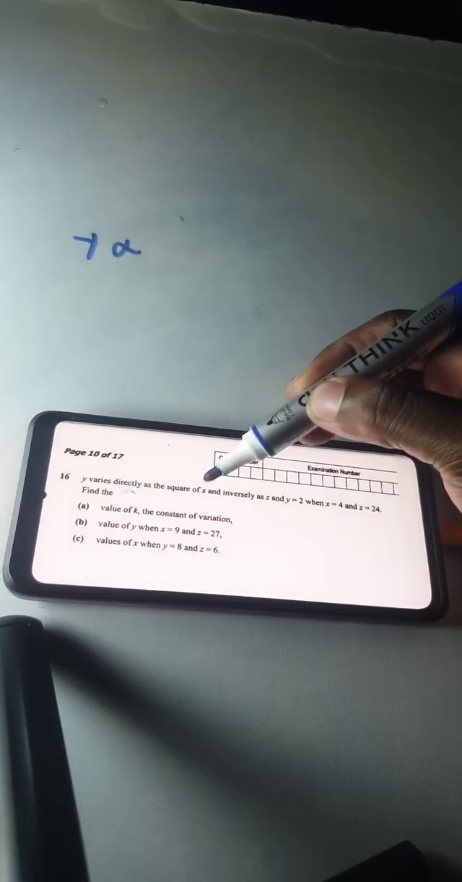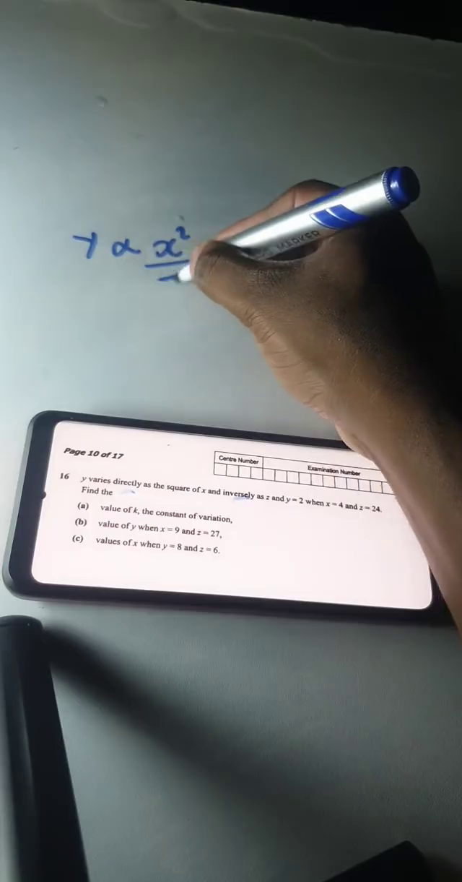Question number 16. Y varies directly as the square of x and inversely as z. So y varies directly, what is direct? The square of x. So x is squared, right? So y varies directly, then inversely, it's 1 over what? Z.